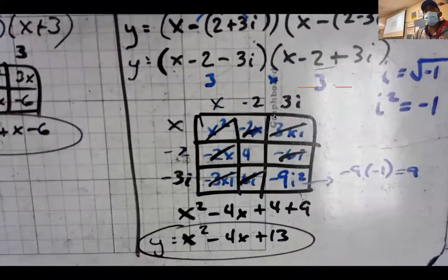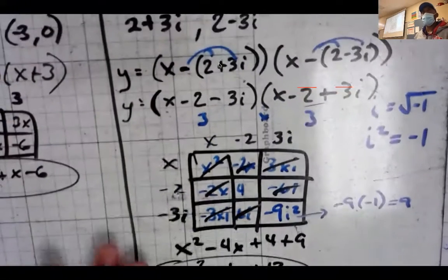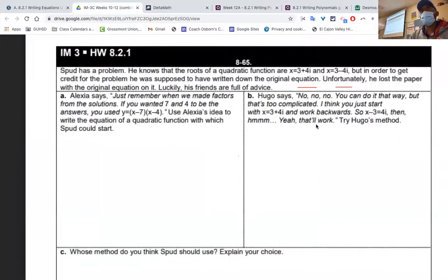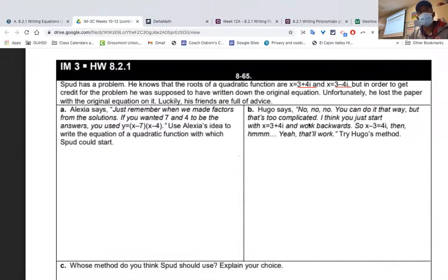Okay, just like when we did this one over here, we started with 2 plus 3i and 2 minus 3i. Well, this one is saying that those are the roots. Okay, 3 plus 4i, 3 minus 4i. But in order to get credit for the problem, he was supposed to have written down the original equation. Unfortunately, he lost his paper with the original equation on it. Luckily, his friends are full of advice.